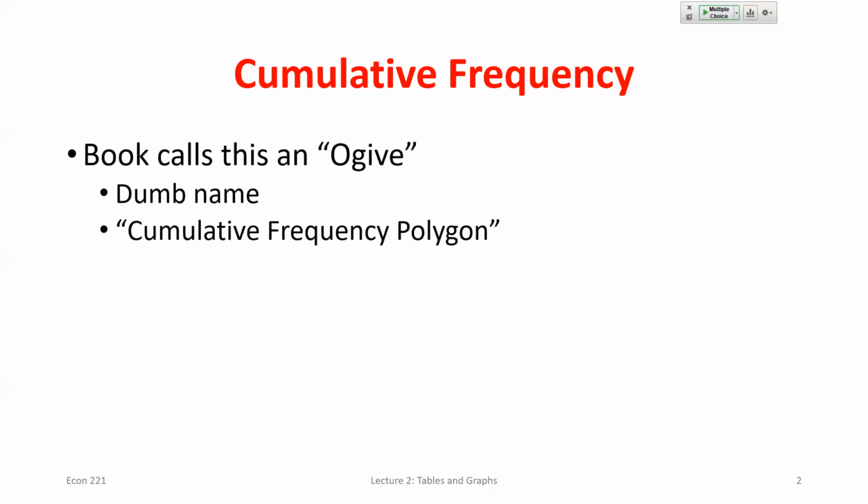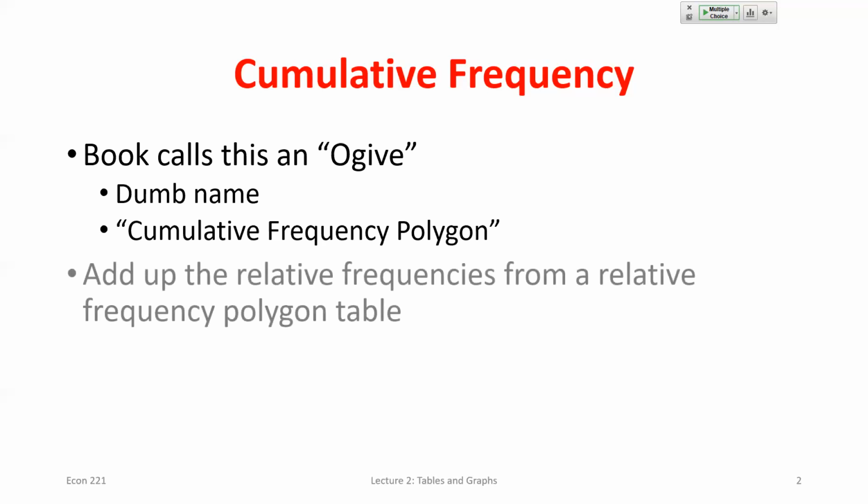So that's the idea. We can graph these. The book calls them OGIVs. I'd never heard that until I used this book for this class. Really, they're just cumulative frequency graphs or cumulative frequency polygons. We'll see how we do these in Excel. We can do them with relative frequencies or frequencies. So I'll show you an example on the board where I'm using frequencies, and then once we go to Excel, I'll show you how we would do this with relative frequencies, and it's the exact same thing.